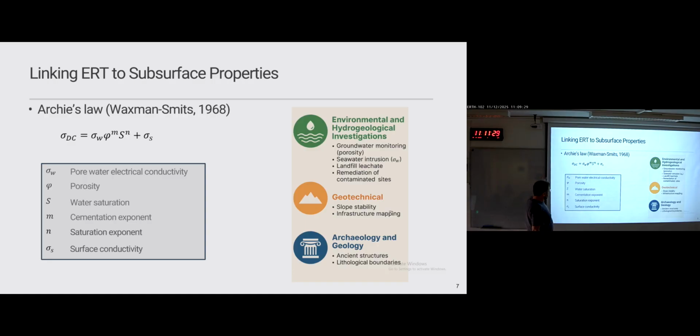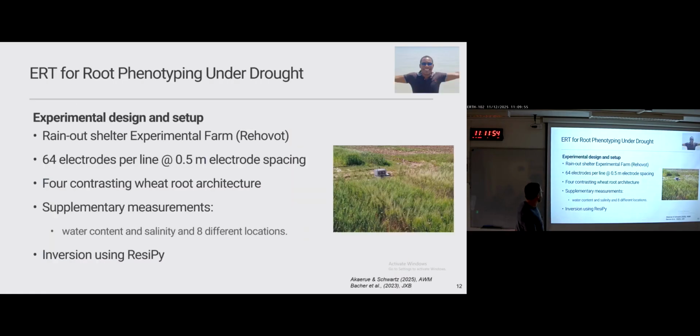Okay, so if we measure the electrical resistivity of the subsurface, we can somehow know something about water content. And if we repeat, do time-lapse measurements, we can see the dynamics in water content in the rhizosphere. And this is the idea of using ERT, electrical resistivity, to look at water uptake by plants. And I'm going to show you here one example of how we use this method for root phenotyping.